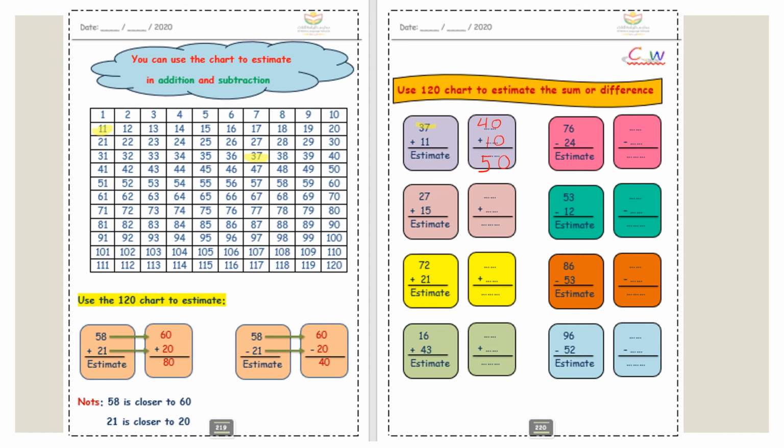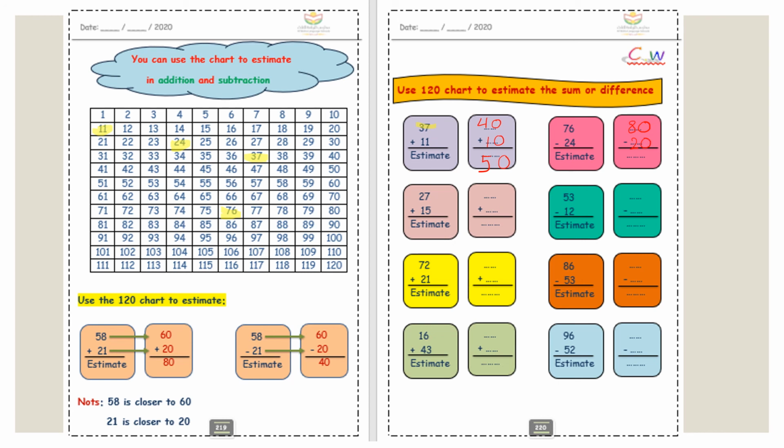Now 76, I want to find 76. Here it is. Now we ask ourselves, what's the 10 before 70? What's the 10 after 80? So is it closer to 70 or 80? It's closer to 80, yes. Now how about the 24? Where is the 24? Here it is. The 10 before it is 20, and the 10 after is 30. Is it closer to 20 or 30? It's closer to 20, so the estimate of 24 is 20.